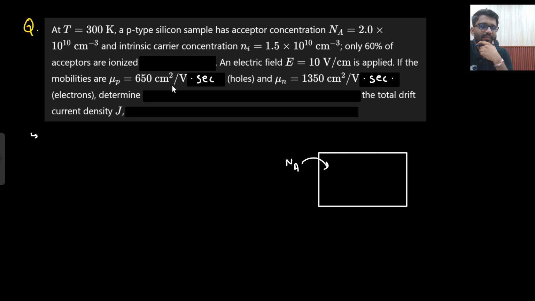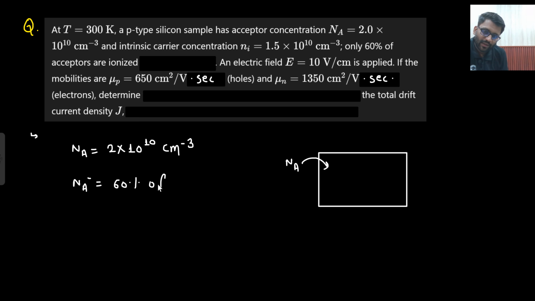What does that mean? That means you wanted to get 2 × 10^10 holes. Every acceptor atom could have given you a hole, but actually you did not get that many holes. Why is that so? Because only 60% have been ionized. What does that mean? That your actual Na minus is 60% of Na.